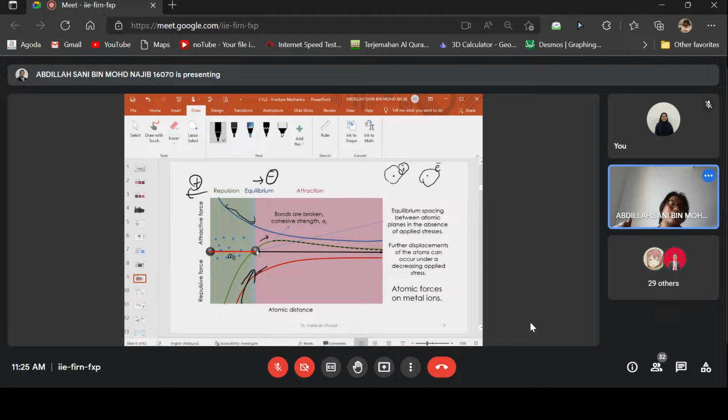Eventually you get this green curve. This is the total force acting on the atoms. Okay guys, so far, is it clear? All right, that's good.